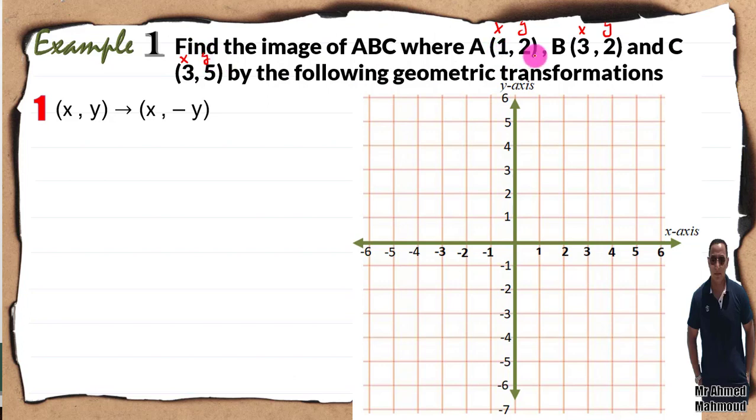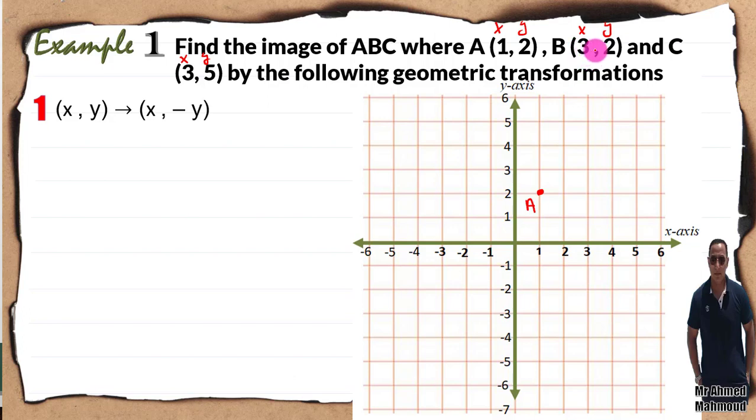Here x equals 1, y equals 2. So I'm going to start motion from here, 1, and go up to 2. This is the first point, A.